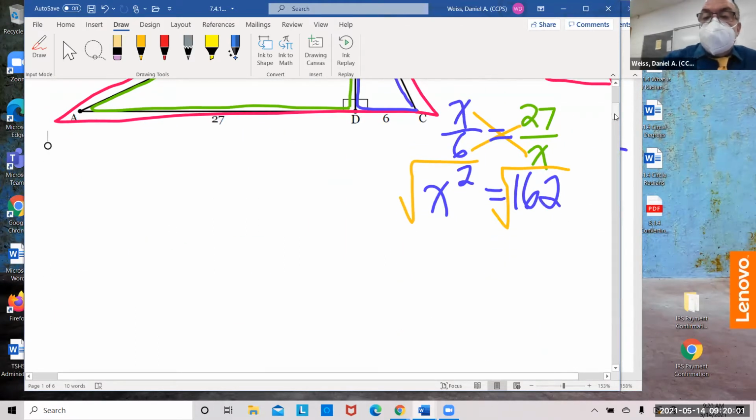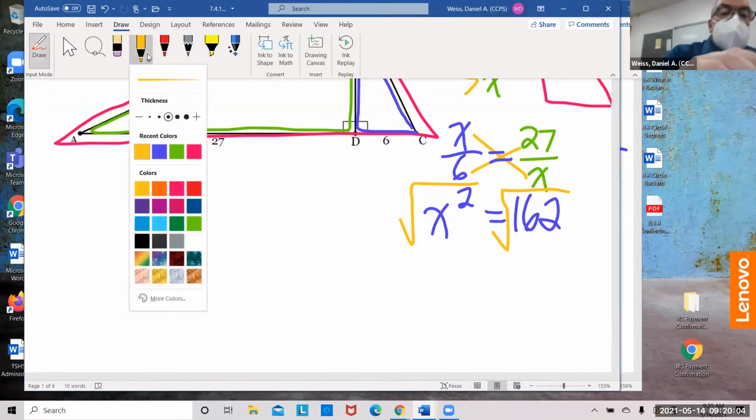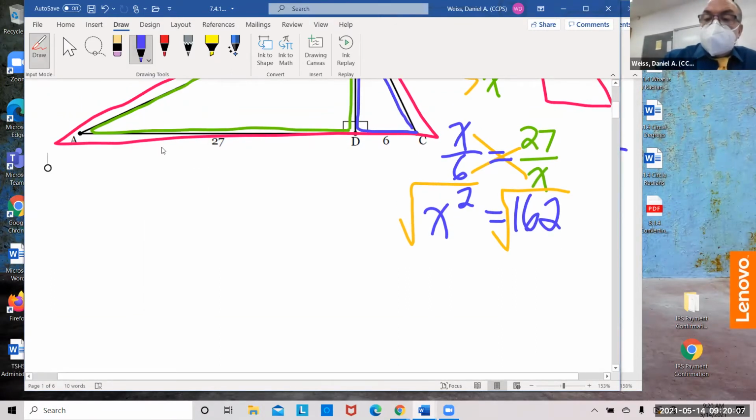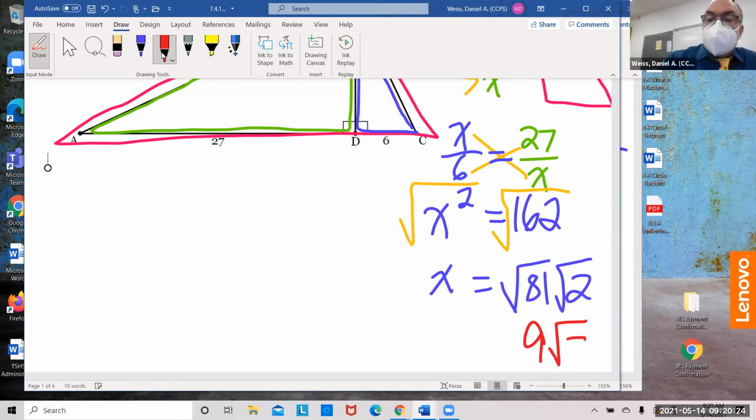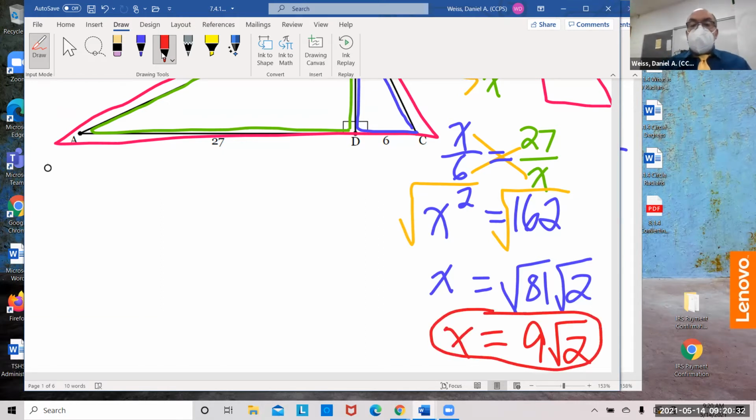81 goes into 162 two times. 81 times 2 is 162. What is the square root of 81? 9, square root of 2. That's how you do this. Okay. That is proportional.